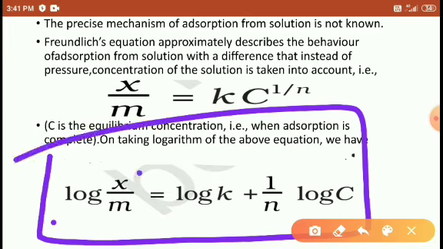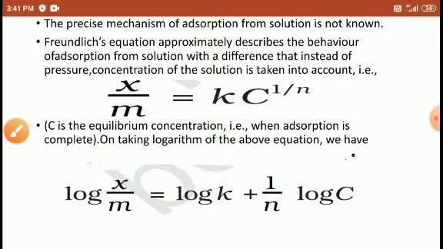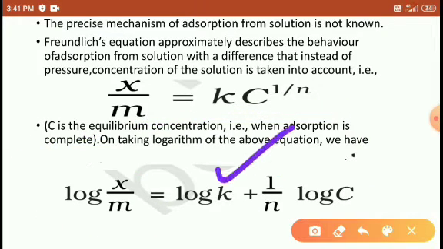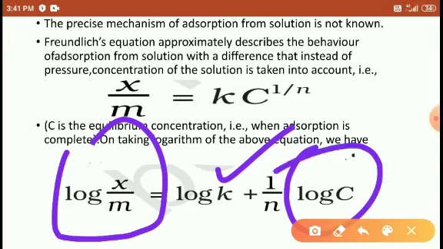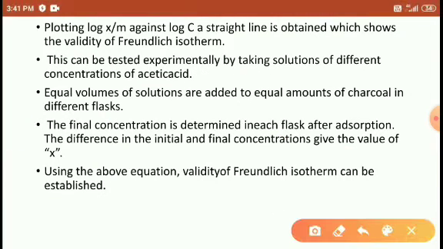So to find the equilibrium constant, we apply the log: log x by m is equal to log k plus 1 by n log c. With the help of this, we find the equilibrium constant, that is, how much adsorption will take place at a fixed concentration. Plotting x by m against c, a straight line is obtained which shows the validity of the Freundlich isotherm.